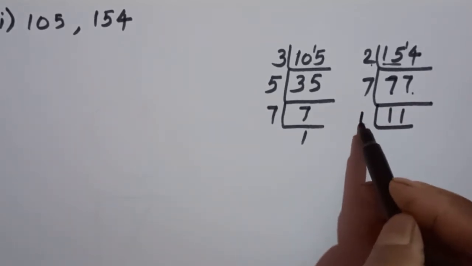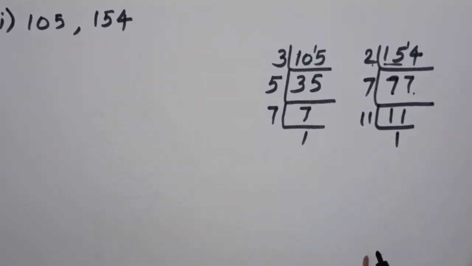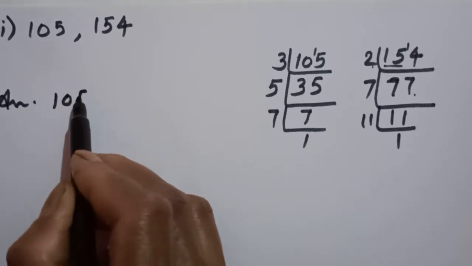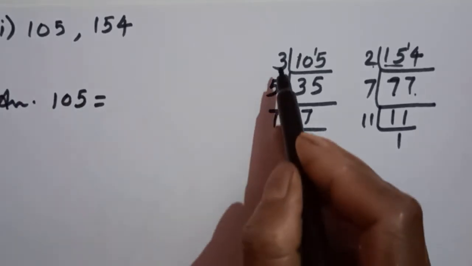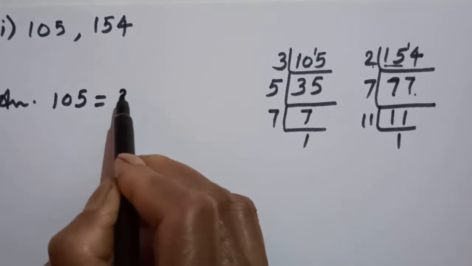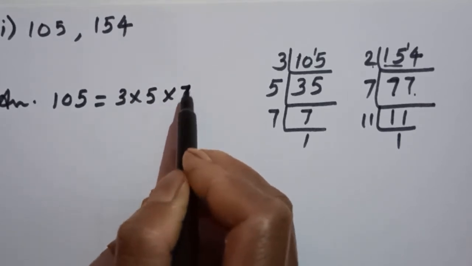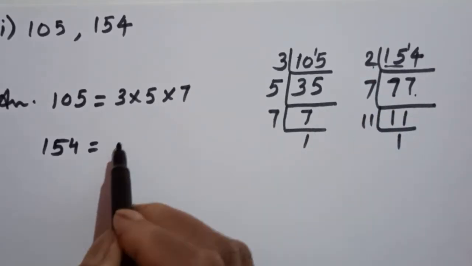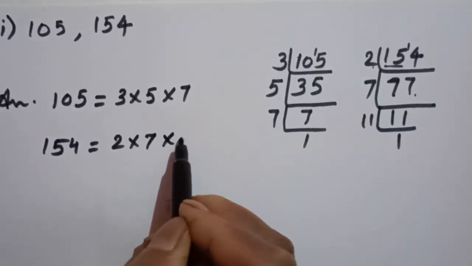And 11 is a prime number, we'll do directly with 11. 11 ones are 11. So here we are going to write the prime factors of the given numbers. 105 equals 3 into 5 into 7, and 154 is 2 into 7 into 11.